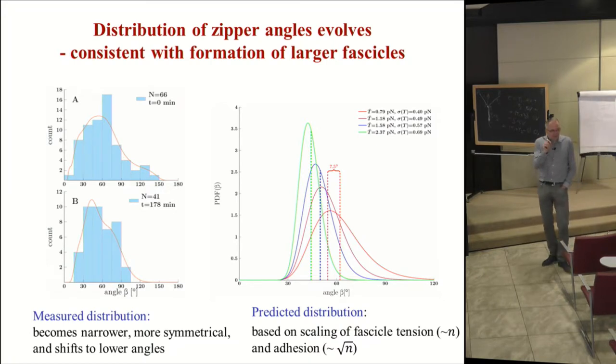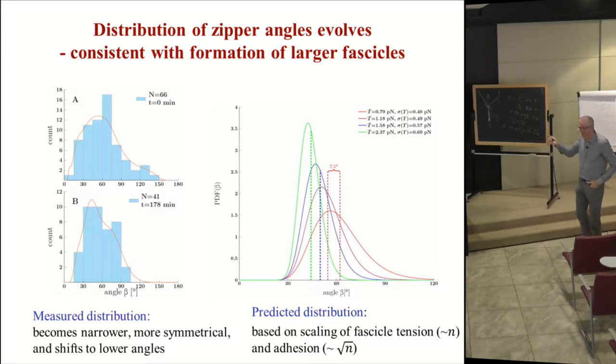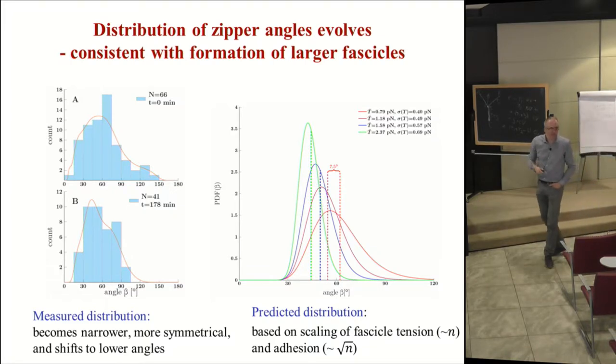And then we also rescaled this adhesion parameter S that we had taken as fixed. If you imagine two fascicles that are adhering, how does the adhesion strength depend on the size of the fascicles? The tension we assume goes linearly with the number of axons, but the adhesion depends on the area, so it's natural to assume that it goes as the square root of the number of axons in the fascicle. If we rescale the tension distribution and this fixed adhesion strength in this way, we convert this initial distribution to these later ones, and it has the same tendency as the observed evolution of the distribution of zipper angles in the network.